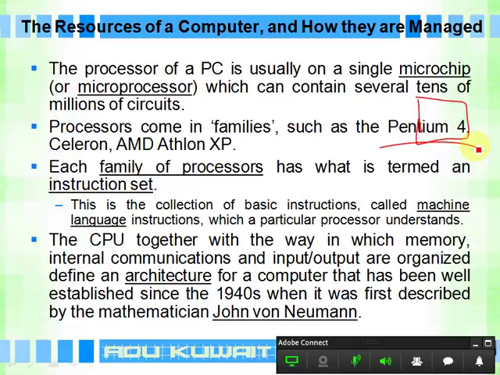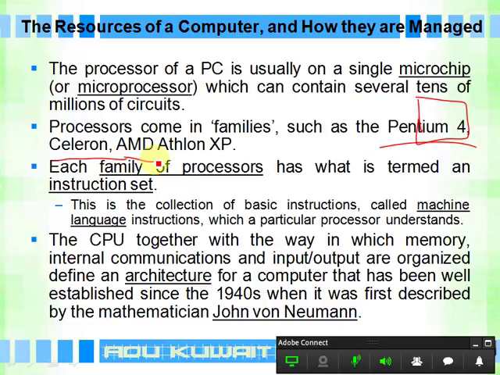These are families. We had i7, and before that we had i5, i3, and Pentium. We started from Pentium 1, Pentium 2, 3, 4. Then it started with i-core, right? Dual core. So it's all families. There is also Celeron, and from AMD, Athlon.